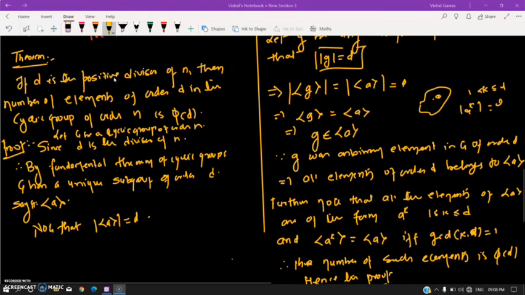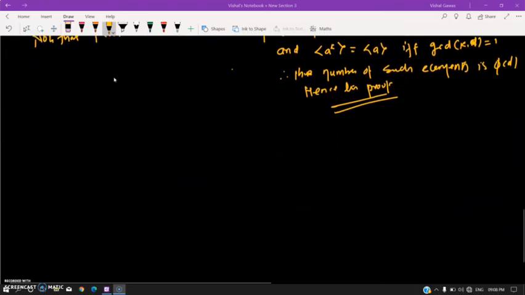All right. So let's look at one final theorem in this topic. What we have is the following. We have already seen what happens in cyclic groups. Let's look at what happens in finite groups. Theorem.